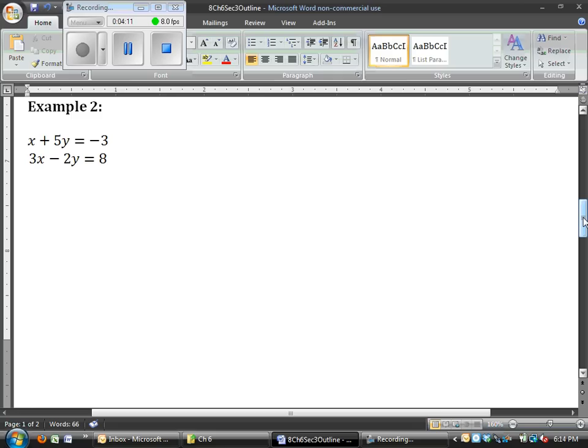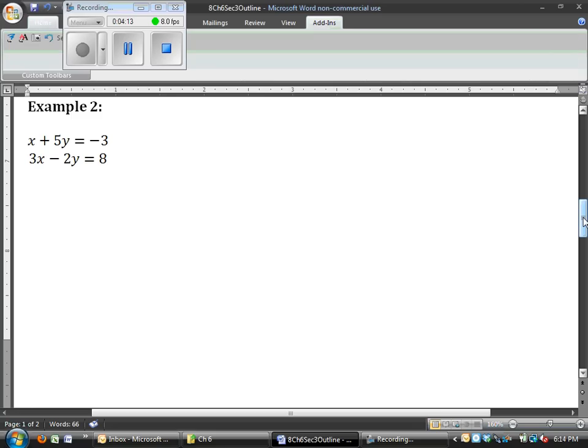Let's try another example. This time, I don't have a variable that's already solved for. So what I can look for is something like this x right here, where there's no coefficient in front of it. It'll be very, very easy to solve for that x because I don't have to divide by anything. All I have to do is subtract 5y, so that x is equal to negative 5y minus 3.